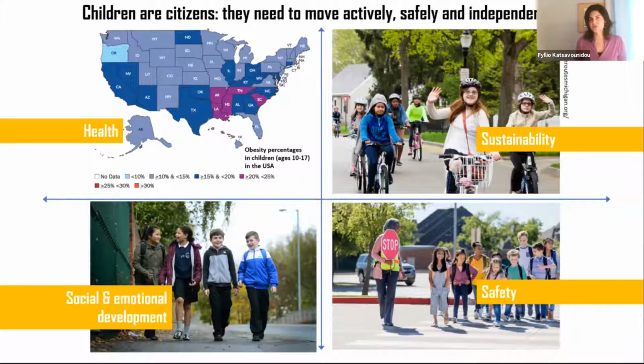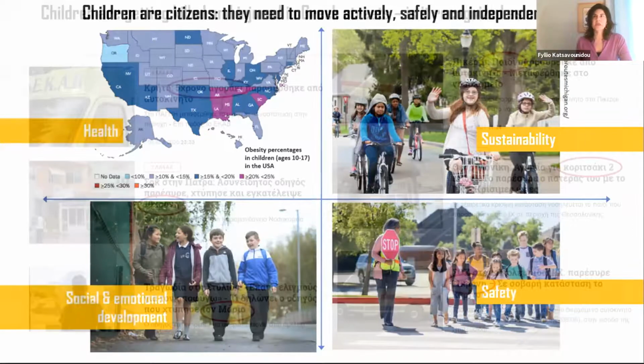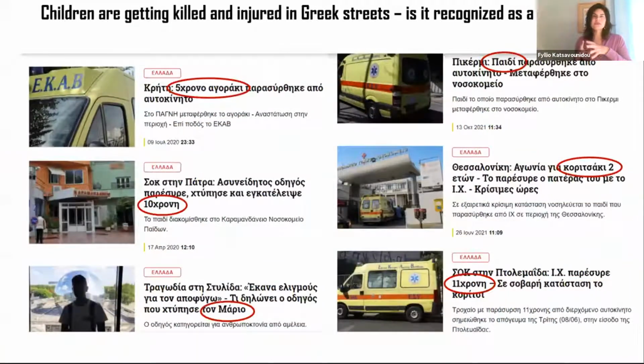And last but not least, of course, comes the issue of safety. Being able to use the streets without the danger of getting killed or injured is a basic human right for all pedestrians, including children. So what is the state of affairs regarding children's mobility in Greece? We will start with the safety issue. Children are getting injured or killed in Greek streets while walking almost on a regular basis.